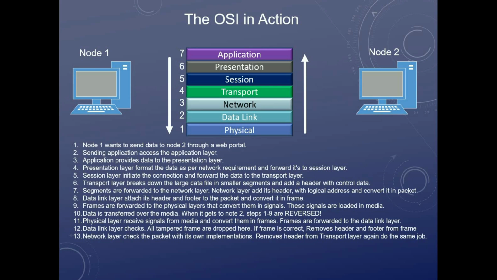The network layer will check it and will remove its own header and footer, and then send it up to the transport layer. The transport layer is going to verify that all the segments are there. It is going to remove the headers and the footers, and then reassemble the segments back into the data. Because remember, this is where it tore it apart. This is where it's going to put it back together again.